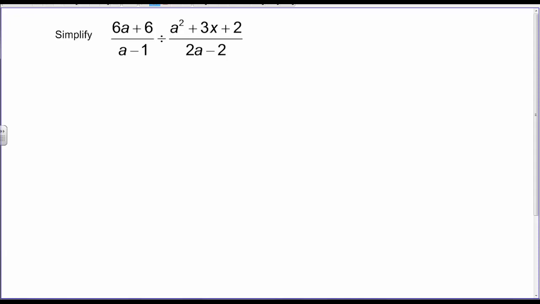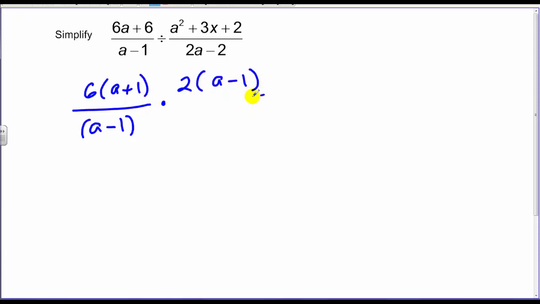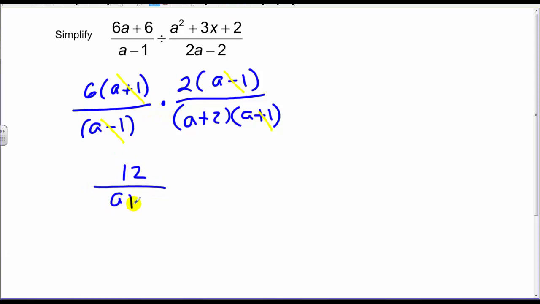Here we go again, very similar example. We have some greatest common factors in this case. The numerator has a 6, leaving me with a plus 1 over a minus 1. Going to multiply by the reciprocal, I have a 2 as my GCF, a minus 1. Denominator factors into a plus 2 and a plus 1. I reduce like factors once again. The a plus 1's reduce, a minus 1's reduce. In the numerator, I'm left with a 2 times 6, which is 12, and in the denominator, I'm left with an a plus 2.